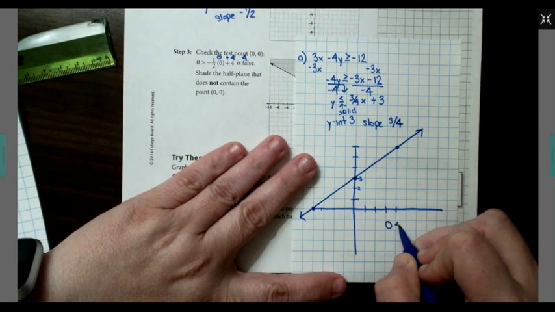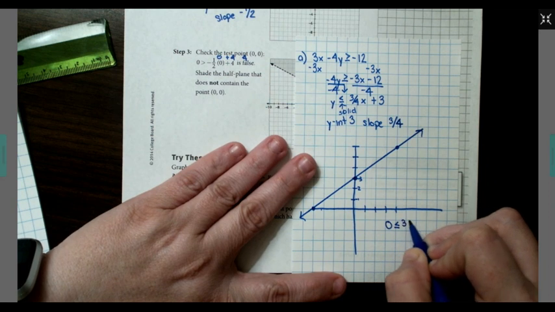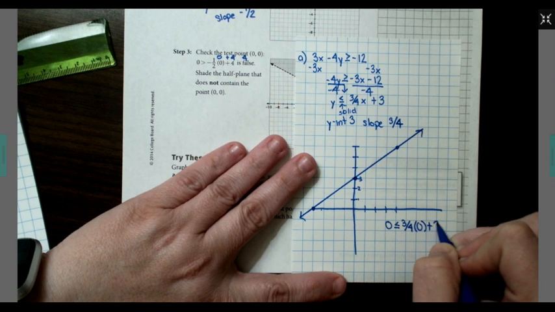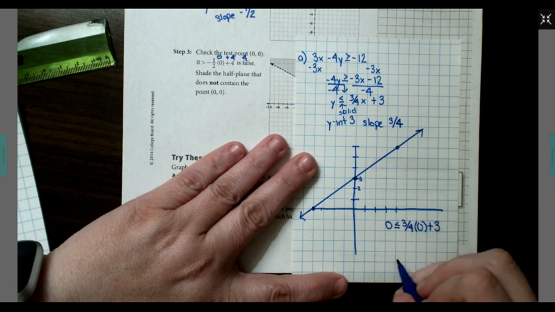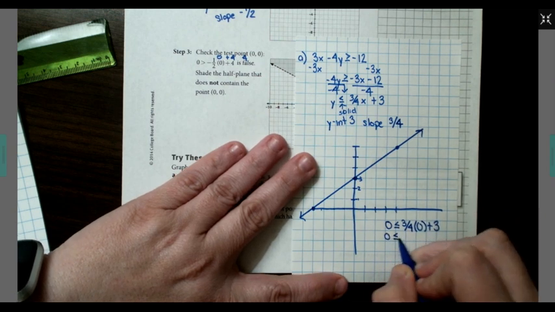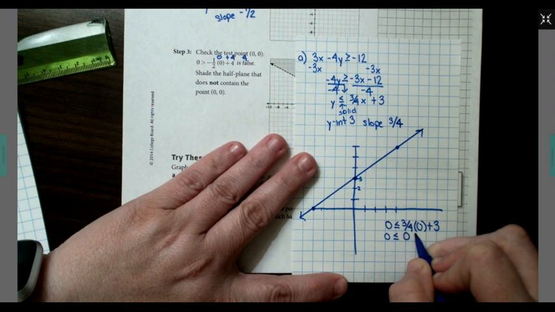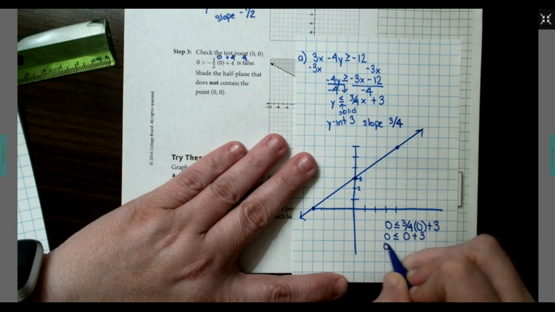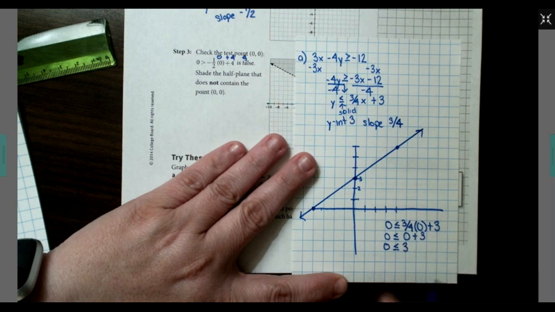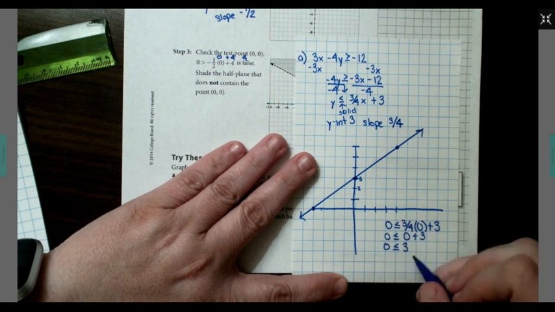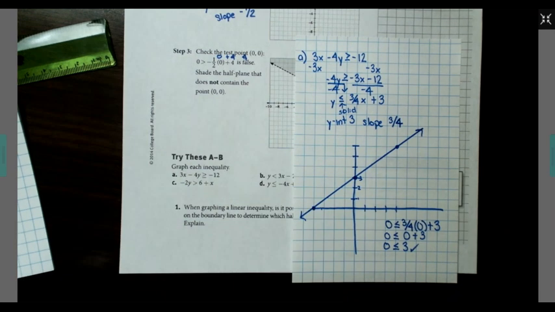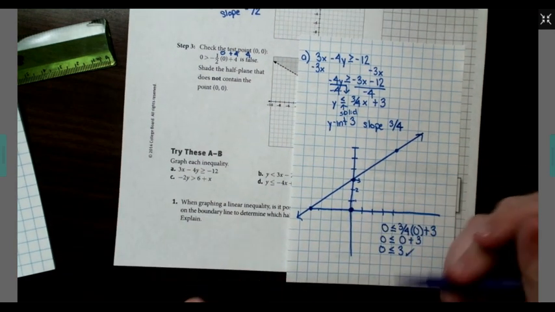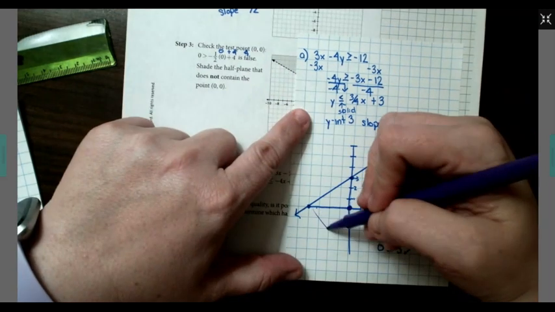Is 0 less than or equal to 3/4 times 0 plus 3? Well, 3/4 times 0 is 0. 0 plus 3 is 3. Is this a true statement? 0 less than or equal to 3. That is true. So since my test point was over here, we're going to shade on this side.